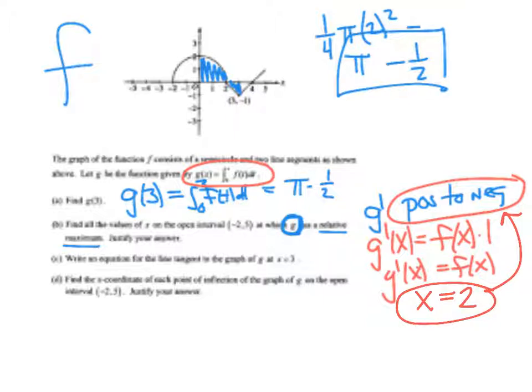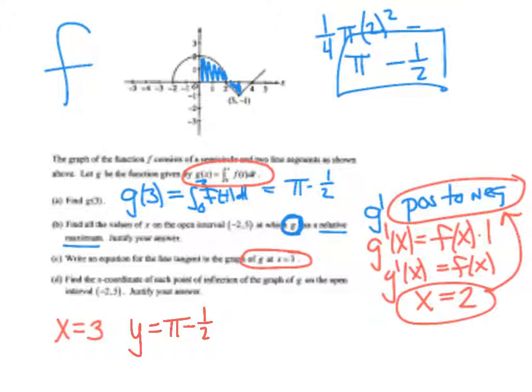Part C, write the equation of a tangent line to g at x equals 3. So, at x equals 3, do I know the y value? Now, don't go tell me -1, because that's for f. I need to find g of 3. And guess what? You did that right here. So we already did the y value. It's not pretty, but it's there. So y equals pi minus 1/2.